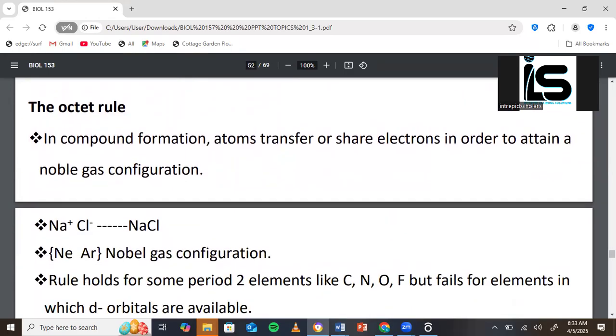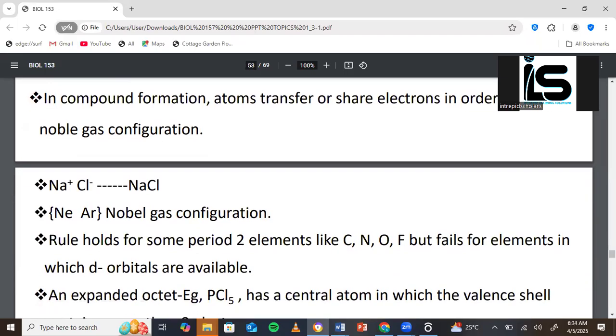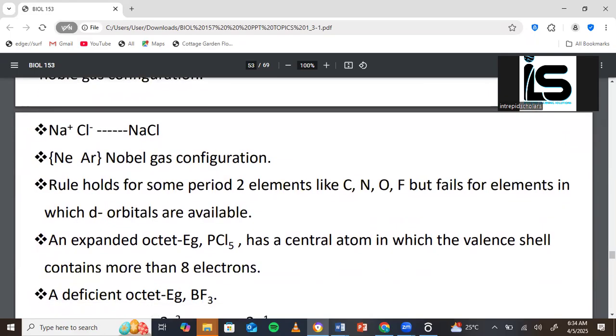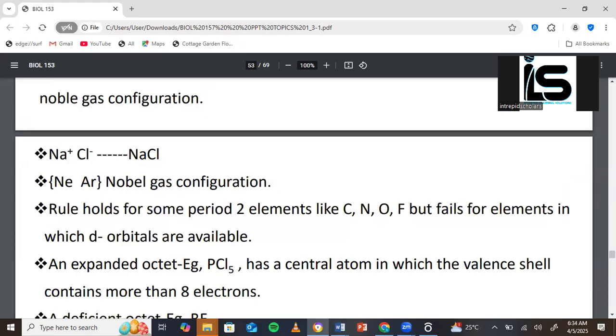Now the octet rule. In compound formation, atoms transfer or share electrons to obtain a noble gas configuration. So we have been given sodium chloride. Now, when sodium loses 1 electron, it has 10 electrons now instead of 11, so it will assume the configuration of neon. When chlorine accepts 1 electron, it gets 18 instead of 17, so it assumes a noble gas configuration, which is argon. So that's something that we have to look at.